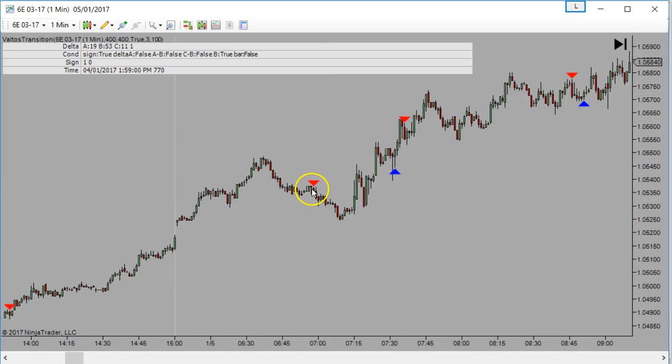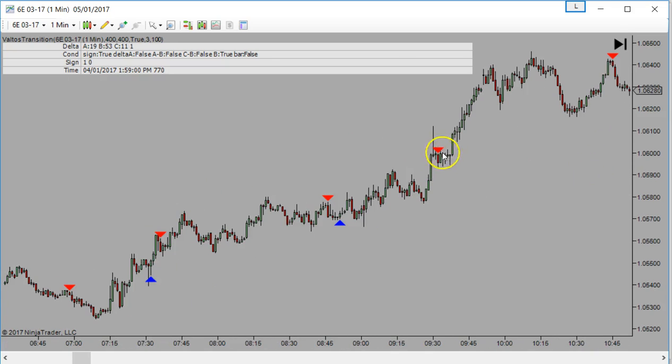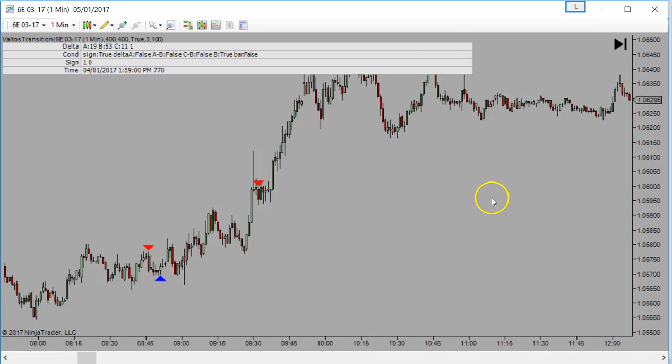Next day, you get a nice move down here. Get a nice move up. Nothing here. Get a little bit of something before you get a buy signal. It goes back up. This one didn't work out.